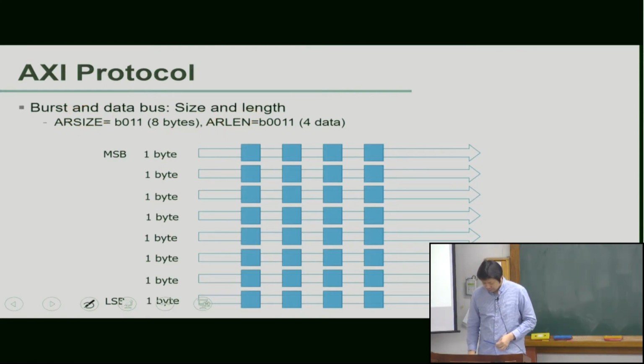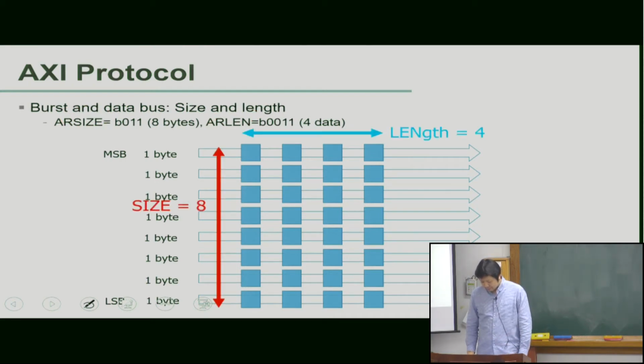So it looks like this. The burst size is 8. Burst length is 4. And the total number of bytes we send is 32 bytes. Okay?